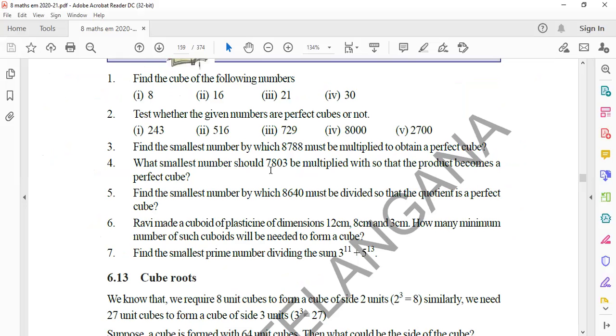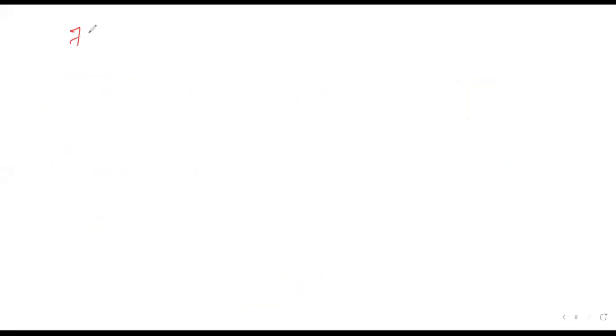The question number 4 is the same. What is the number you multiply with 7803 so that the number becomes a perfect cube? As in the third one, you can do the fourth one also. Let us take the same process. What is the number that should multiply with 7803? So first you take 7803.